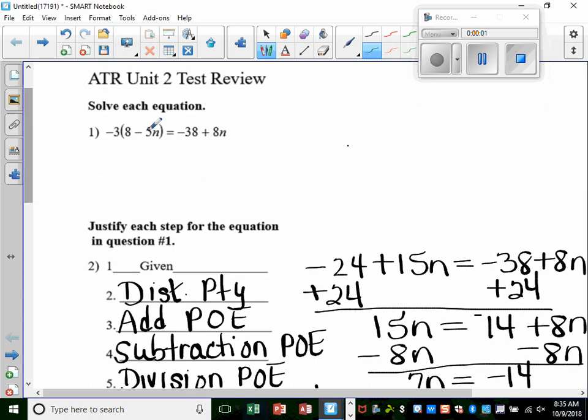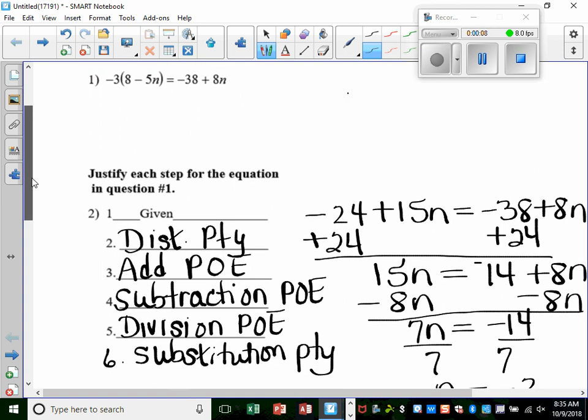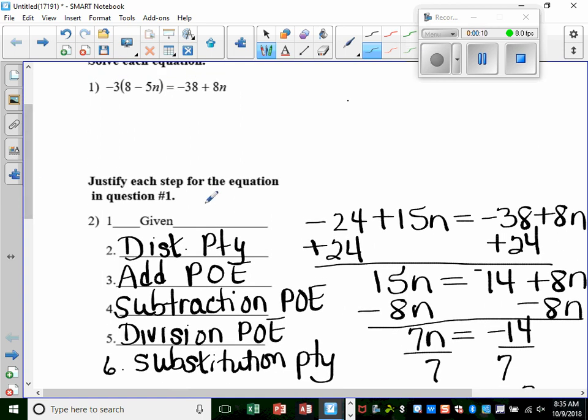Question number 1 was an equation. So this was the equation, and question number 2 asked you to solve it, but justify the steps. Okay, so 1 says to solve, 2 says to justify.